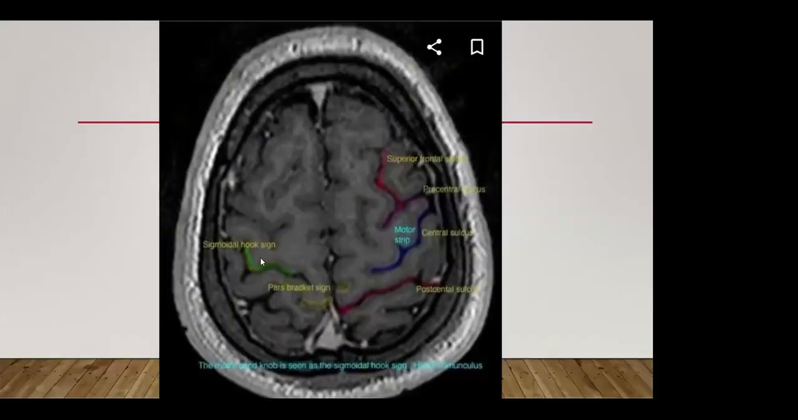Again, this is the same orientation like we see. This is also called the sigmoidal hook sign. It is also called the omega sign, and sometimes the hand knob sign. Posterior to it is the pars bracket. So the sulcus that is lying anterior to the pars bracket is the central sulcus.